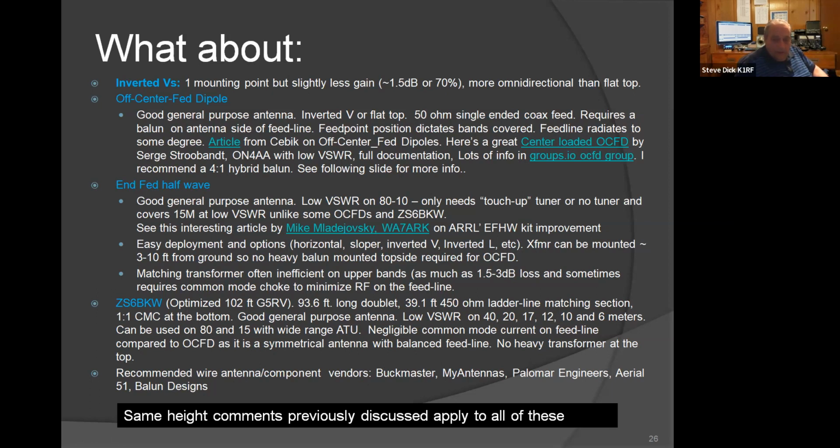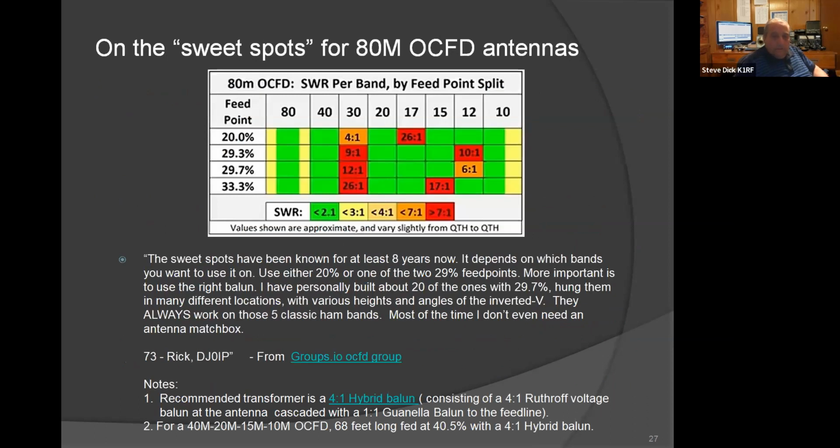Vendors that make good center fed antennas are Buckmaster, My Antennas, Palomar Engineers, Balun Designs. On the sweet spots for an 80 meter off center fed antenna, it depends on what bands you want to use.